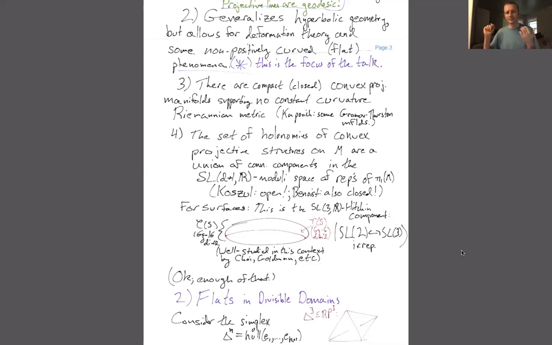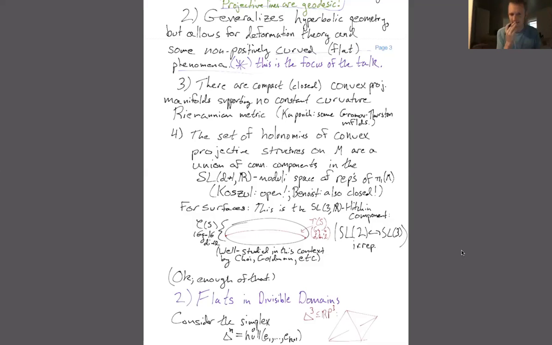So you get these nice open connected components that are described very well as holonomies of convex projective manifolds, which is always a nice thing. So if you're interested in SL(d+1,R) character varieties or moduli spaces, that's a nice selling point.